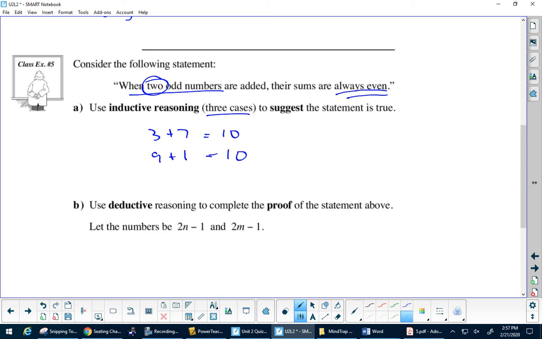Good. Another one. Okay, so that's using inductive reasoning.